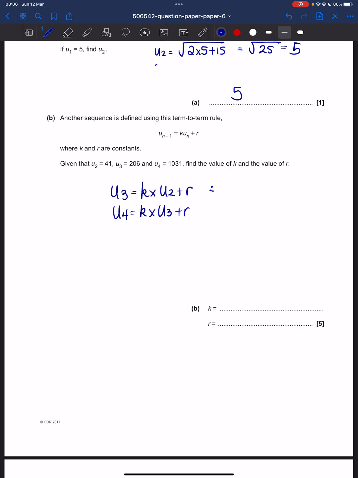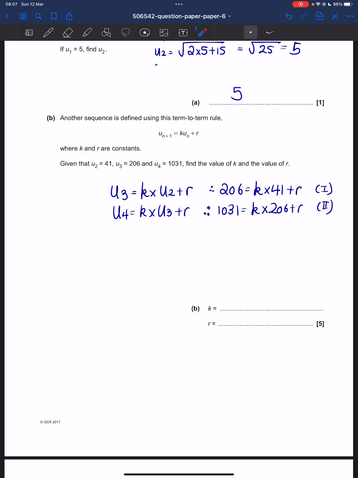So I'm going to put the numbers in now. 206 is k times 41 plus r, and 1031 is k times 206 plus r. So u2 is 41, u3 is 206, u4 is 1031, and k and r we don't know. Now, this is simultaneous equations, call that equation 1, that equation 2.